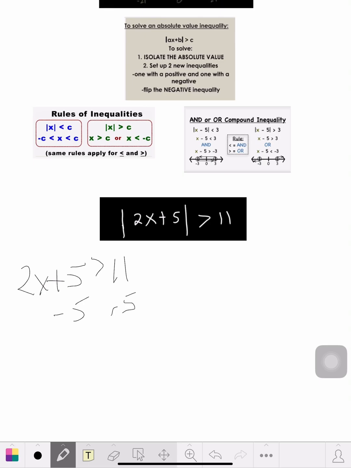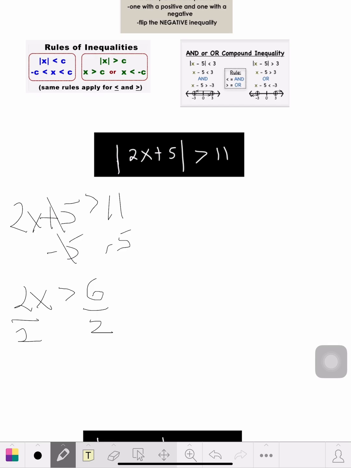These two 5s cross out. We carry it down, we have 2x, and carry down the inequality sign. And 11 minus 5 is 6. Now we divide by 2 to get the x by itself. These two cross out, and x is greater than 3. So that's one solution.